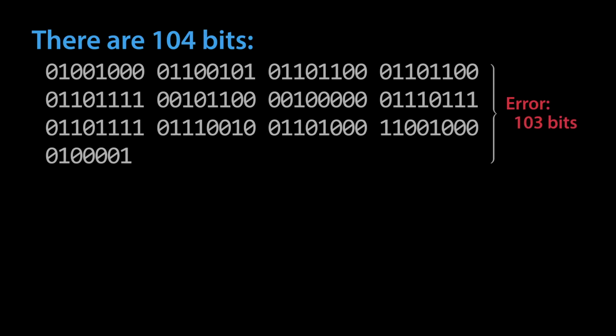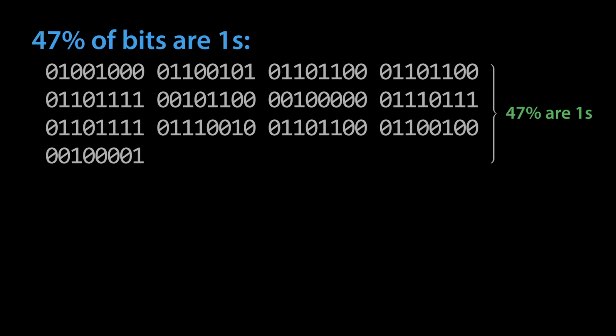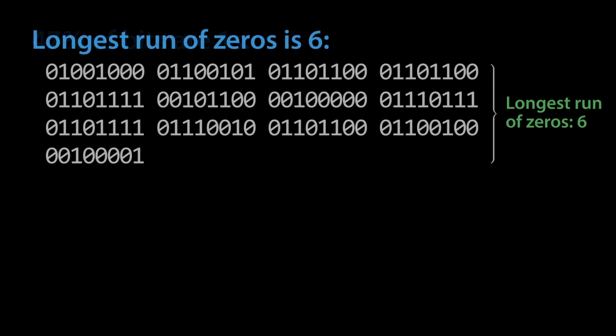If we receive more or fewer than 104 bits, then we know that there was a problem. We could say that 47% of the bits are ones and 53% are zeros. Or we could say the longest run of zeros is 6 zeros. And I'm sure you can imagine all sorts of other descriptions that may or may not be useful in figuring out if we receive the message correctly. But of course, some things are better than others.